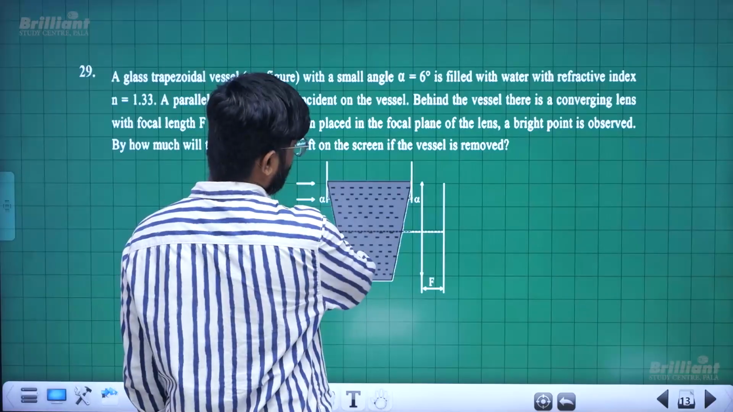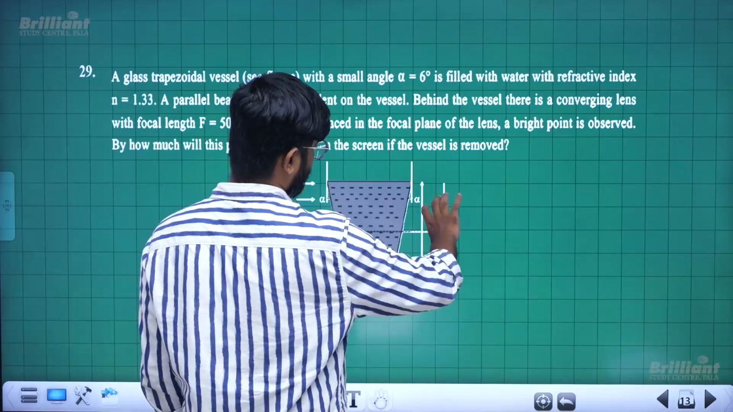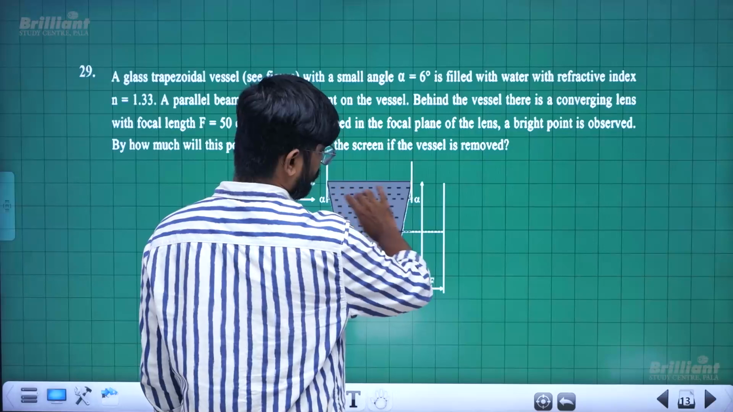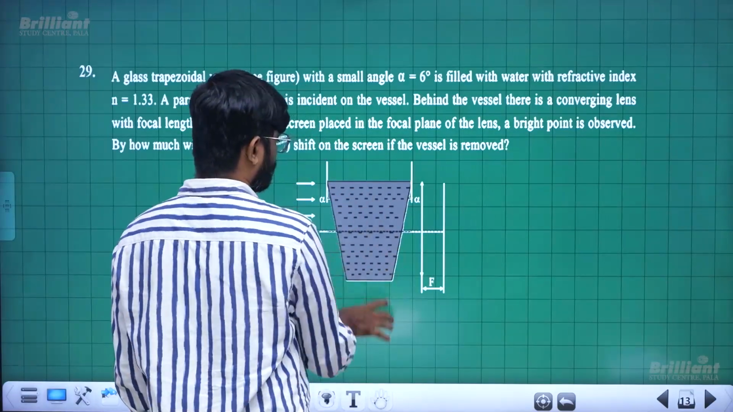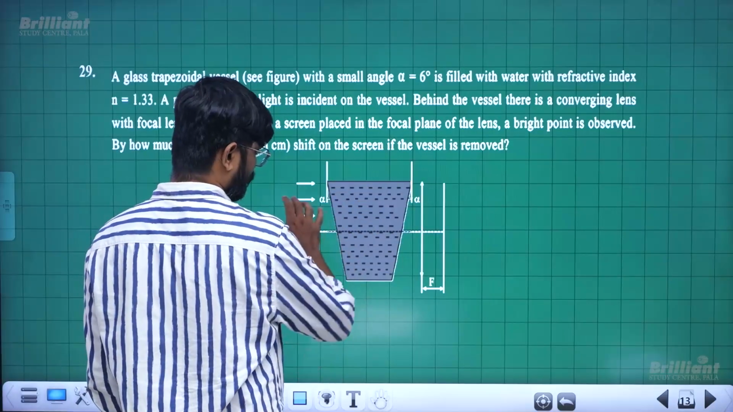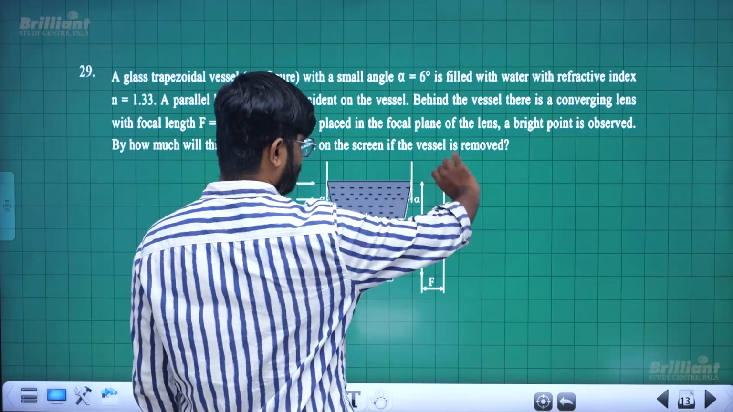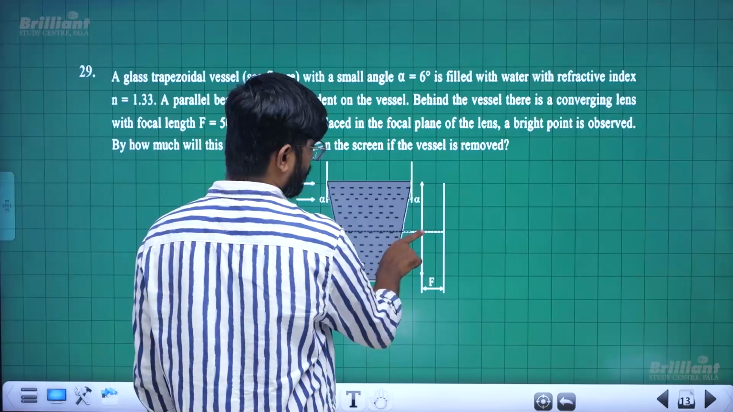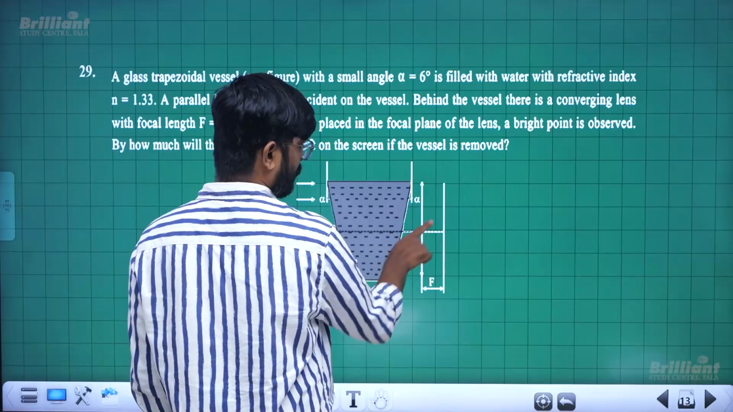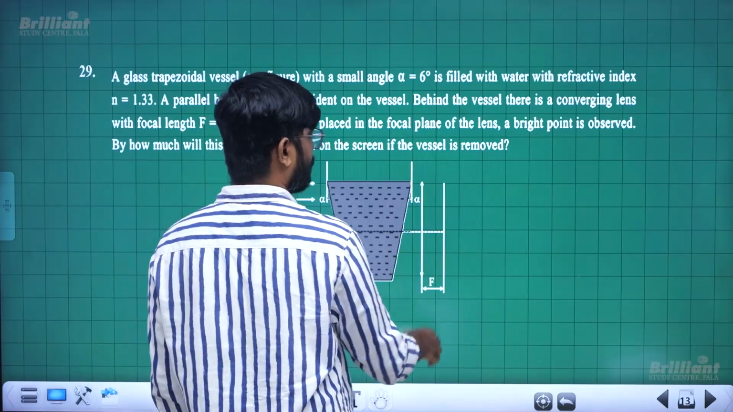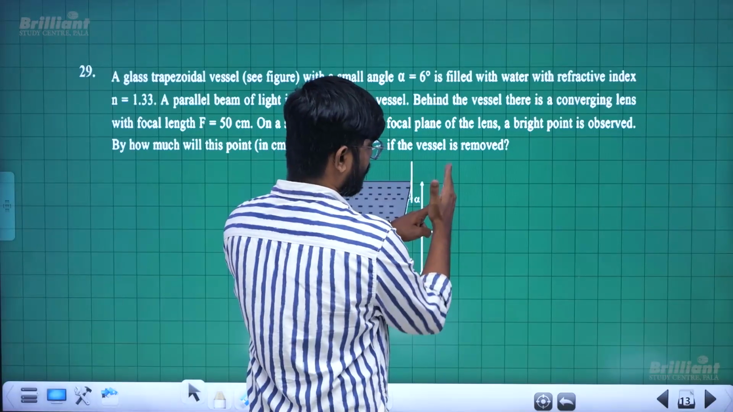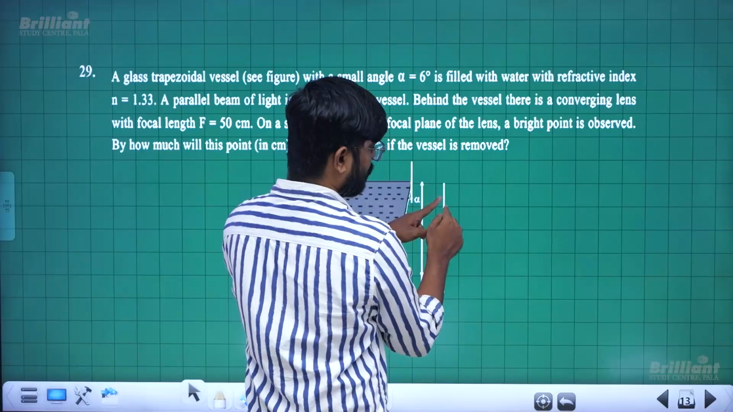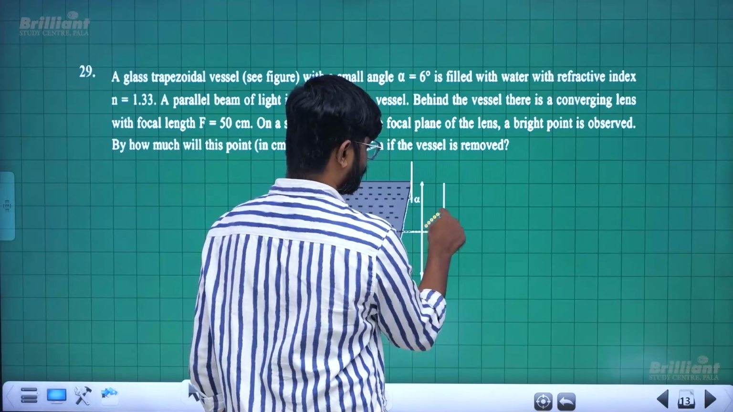So let us remove the vessel first. If you remove the vessel, where will they be focusing? They will be focusing at the focus, in the focal plane. Now when you put this one, this is almost like a prism, so the rays are going to bend by an angle, some delta. So the ray which is passing through the center of the lens is going to go this way, and we know the image will be forming on the focal plane. We know the ray is going to go this way and the image will be forming on the focal plane, so the image will be forming here.